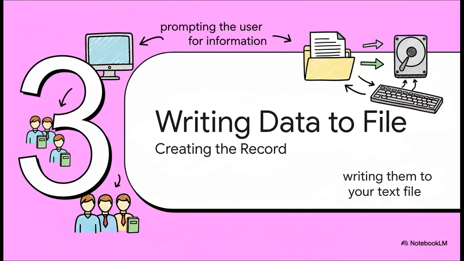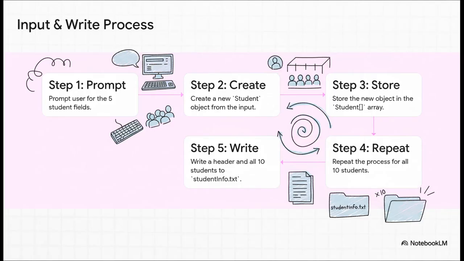All right, our blueprint is ready, so now we get to the action. This part is all about the output in I/O. We're talking about asking the user for information, turning that into student objects, and then actually writing them to our text file. The process here is really just a loop you're going to run 10 times.